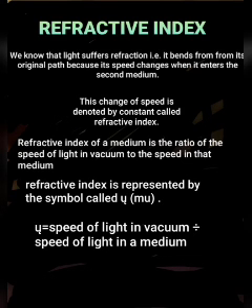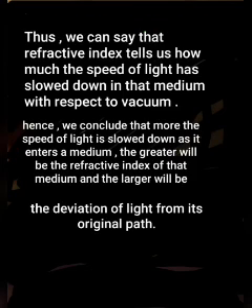Refractive index. We know that light suffers refraction, that is it bends from its original path, because its speed changes when it enters the second medium. This change of speed is denoted by a constant called refractive index. Refractive index of a medium is the ratio of the speed of light in vacuum to the speed in that medium. Refractive index is represented by the symbol mu. Mu equals speed of light in vacuum divided by speed of light in a medium.